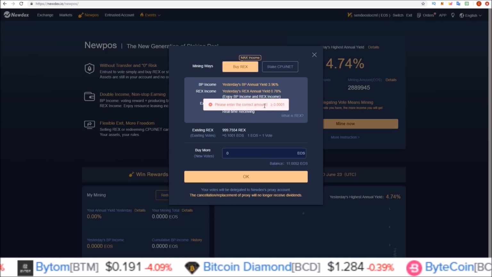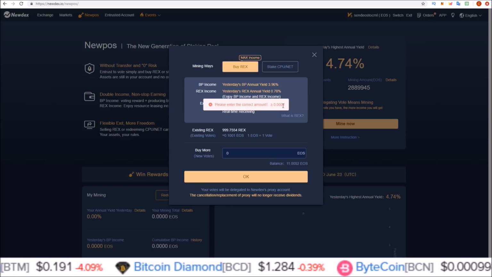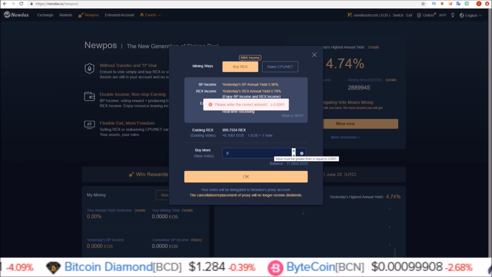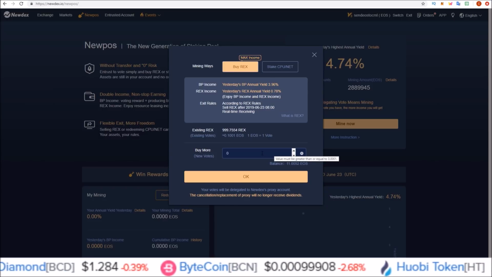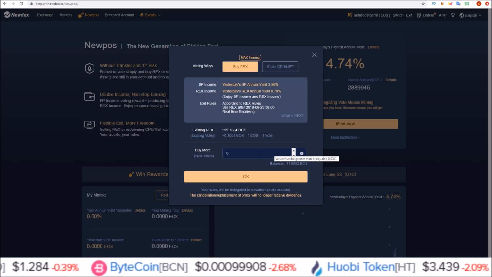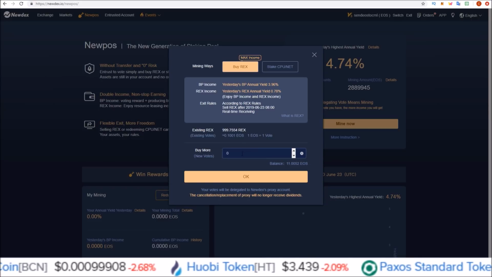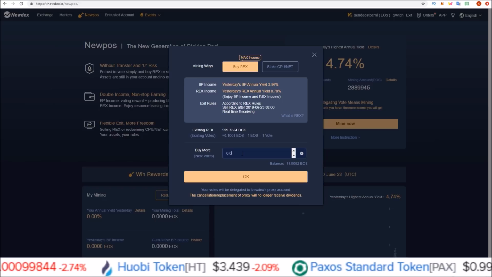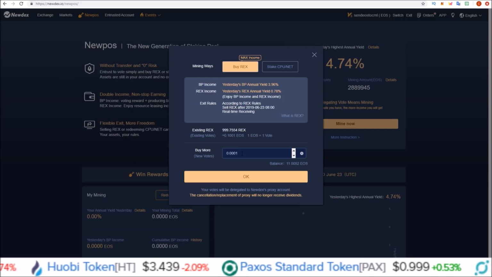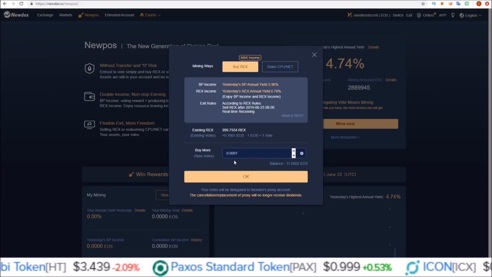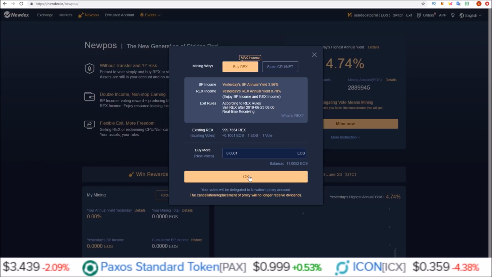Please enter the correct amount greater than 0.0001. Okay, so it won't let you go straight through with the amount of Rex you have already in your account. You have to put in a value of 0.0001 or greater. So let's put that in and see what happens.